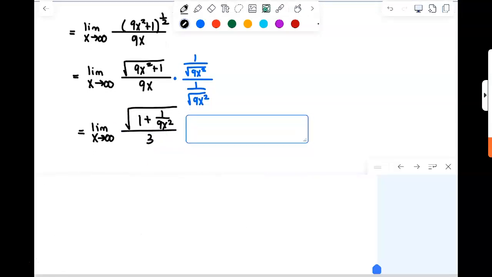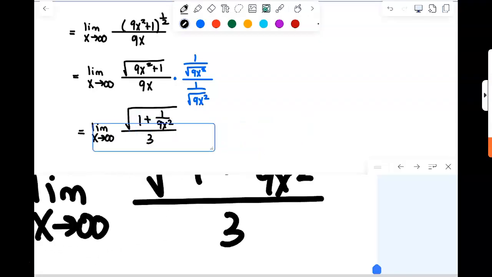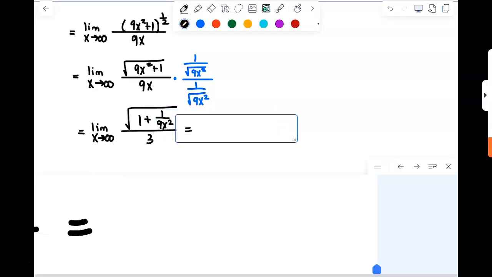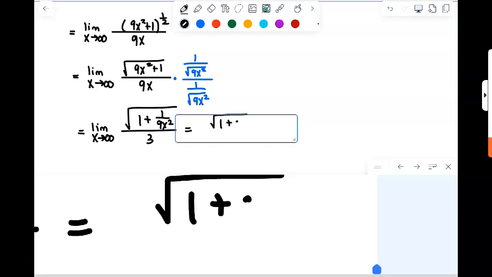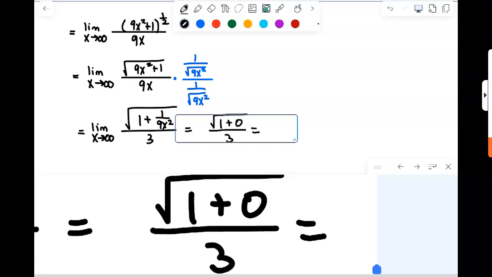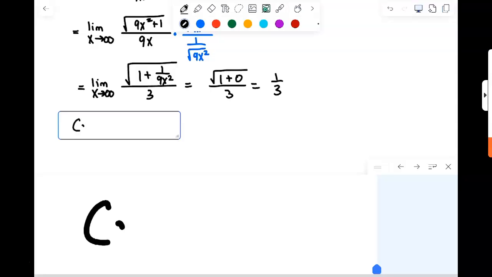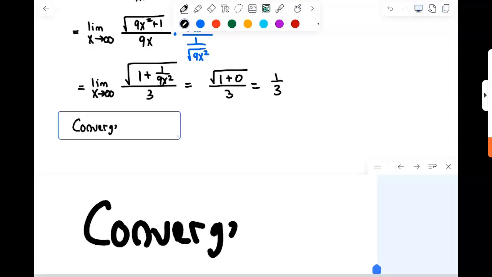Now I've transformed this so it's no longer an infinity over infinity limit. Now it's a limit where I can just let x go to infinity. And when I do, that stuff there is just going to become a big fat 0. And I'm going to have the square root of 1 plus 0 over 3. And so this all is just equal to 1/3. So therefore this sequence here converges to 1/3.